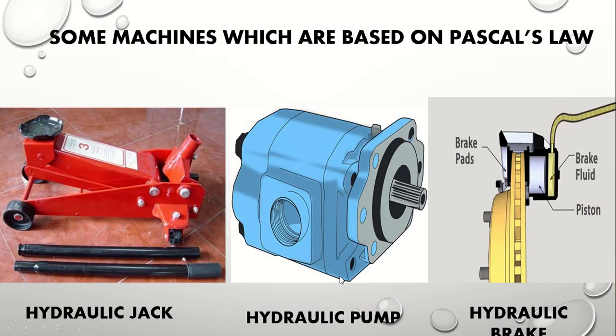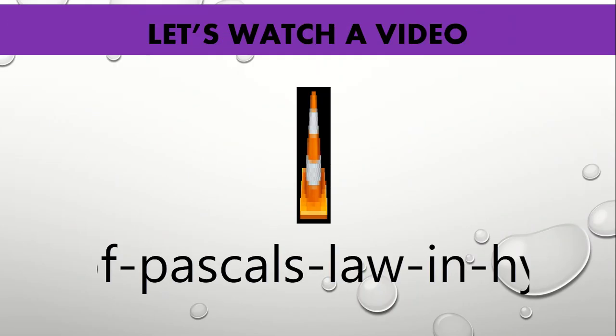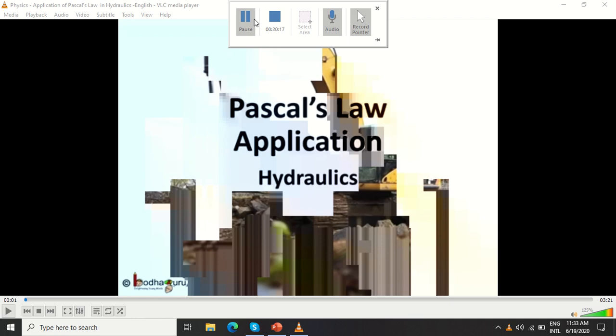Dear students, there are some examples which are made based on Pascal's law. That is the hydraulic jack. It is used to lift heavy loads. Hydraulic pump: it is used to discharge fluid or liquid. Hydraulic brake: every time you see a car come to a halt, it uses Pascal's law. Let's watch a video.